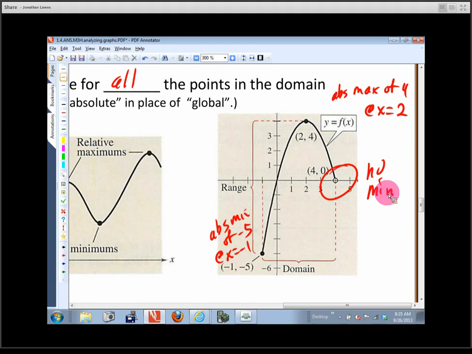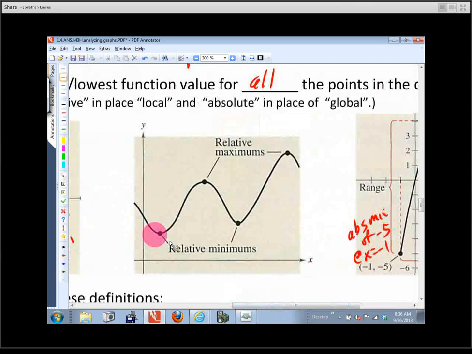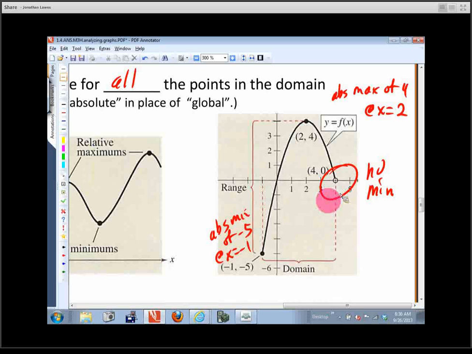Well, can somebody tell me why there's no min there? Raymond. We could have a couple. We can only have one absolute max and one absolute min, but we can have a whole bunch of relative ones. Like if we look over here, there's a couple relative minimums and a couple relative maximums. Alexis, why do we have no minimum there? Very good. It's not filled in. We can't have a minimum there if it doesn't actually have a point there.